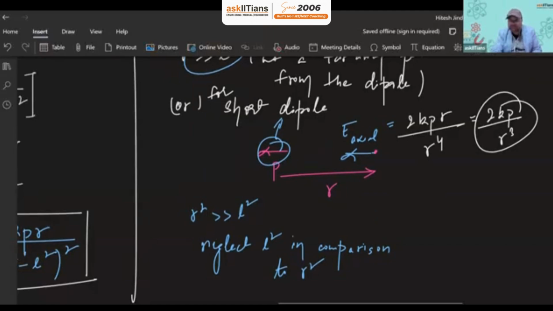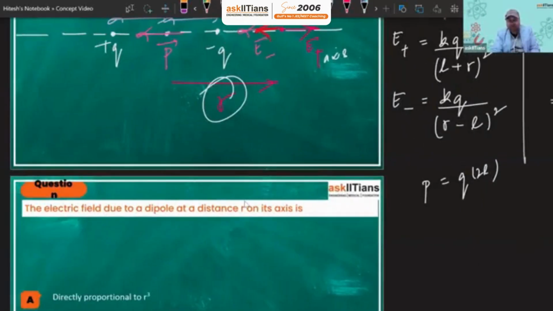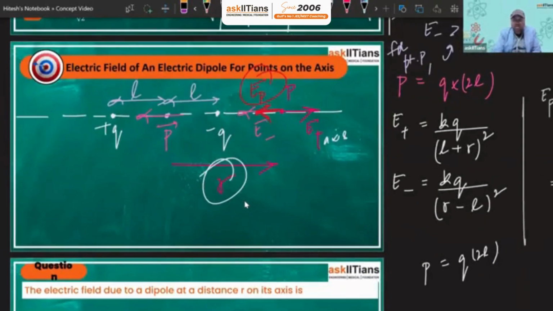Getting it? All right. And what about this point? What about any other point? So in case I am taking the point to be here, on this side, here also the electric field would be in this direction only, right? Let's say this point is P dash. So the electric field at point P dash would also be in this direction, and the same expression holds.